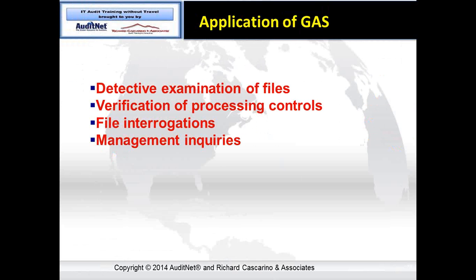When would you use generalized audit software? Detective examination of files. If you want to go into the file and say, show me anything, show me negative stocks, show me negative invoices. It shouldn't be possible to have a negative invoice. If we want to reverse an invoice, we pass a credit note. We do not pass a negative invoice. Why would there be negative invoices?